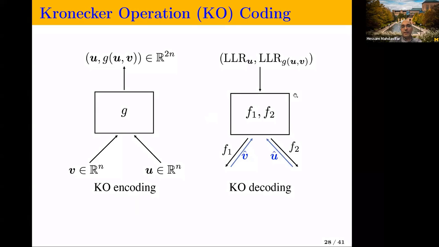At the decoder, again, instead of doing LSE and plus, we need to do something else. Okay, so suppose two functions, F1 and F2. For example, by applying F1 to these two vectors of LLR, we get the LLR of v, and we decode v to obtain v hat. So the process is the same, only the operations are replaced by these nonlinear operations, F1 and F2, okay? So we have G, F1 and F2, and we need to obtain them together, okay?